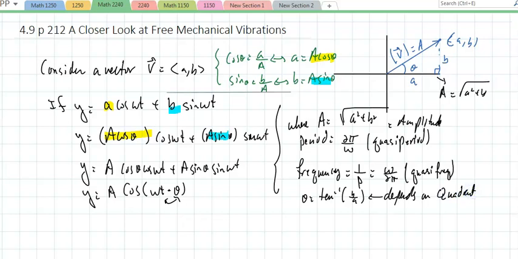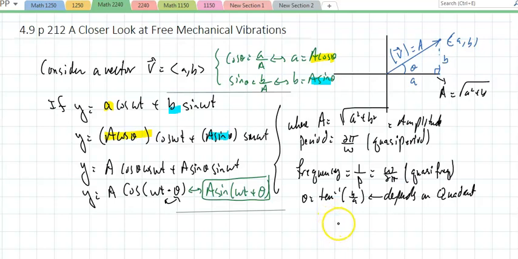There are a couple of exceptions. In this book, they don't like this. They use A sine of omega t plus a phase. No biggie. That's fine. If you shift a cosine by pi over 2, you do get a sine, and vice versa.